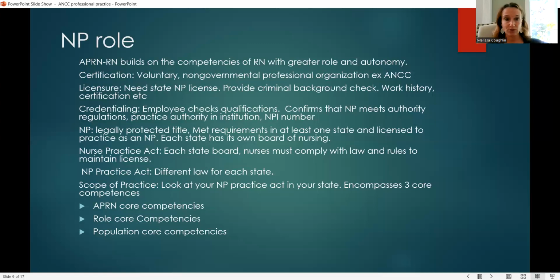Each state has its own board of nursing. The Nurse Practice Act, each state board of nursing must comply with laws and regulations to maintain their license. And the NP Practice Act is different in each state. The scope of practice looks at your NP Practice Act in each state and encompasses 3 core competencies. And this has come up in a few tests as well. And those are APRN core competencies, role core competencies, and population core competencies.